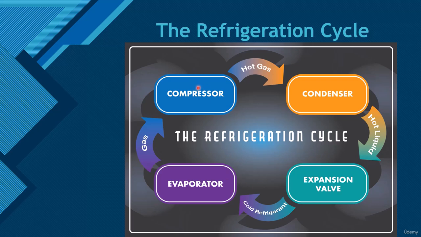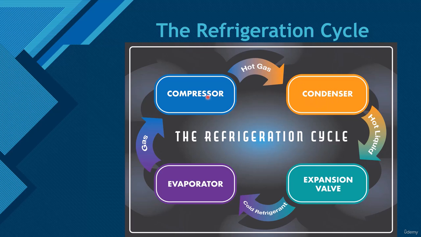Now, there's four main components: a compressor, condenser, expansion valve, and the evaporator. So we're going to start here with the compressor, which is the heart of the system. It's the pump that pumps that freon just in one cycle. It's going to come out of the compressor a hot gas and go through the condenser, which is outside. As a matter of fact, the compressor and the condenser are both the outside unit.